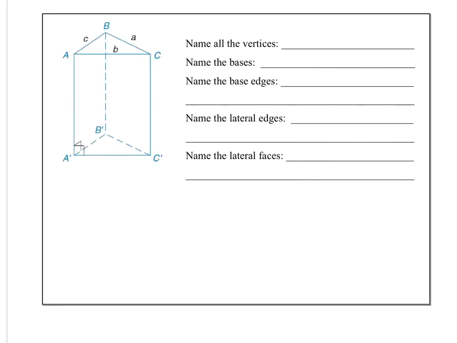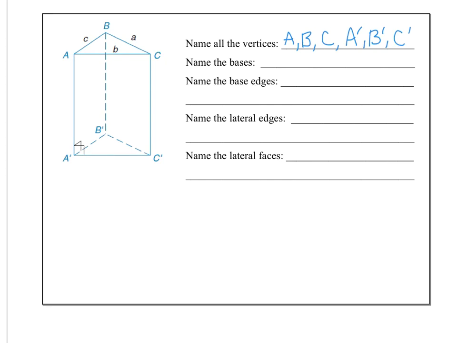Okay, so take a moment and see if you can name all the vertices, bases, base edges, and lateral faces, and then check back. Okay, so here we have the vertices. So the vertices are our corners. So we label those by the points that they're at. So that would be A, B, C for the top base, and then A prime, B prime, and C prime. So we have 6 total vertices, these 3 and these 3.